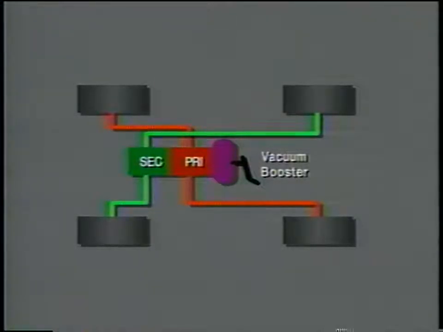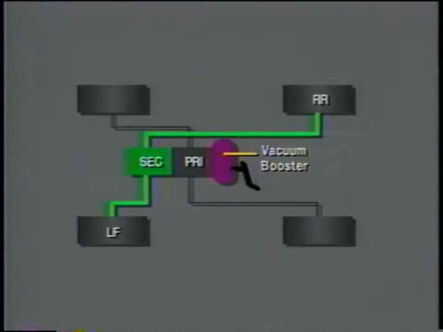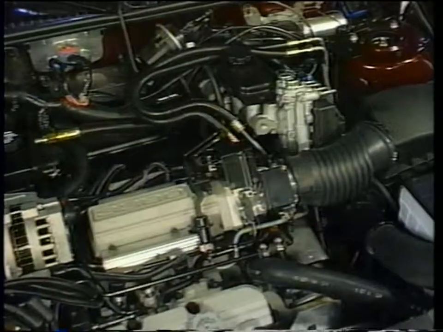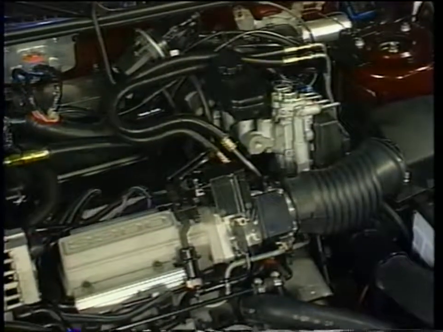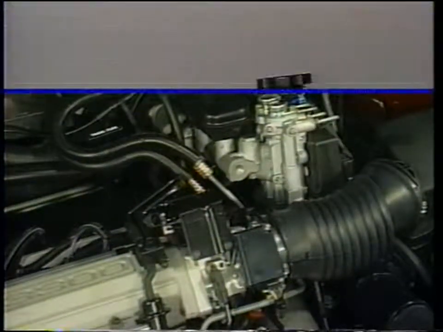The brake systems on General Motors front-wheel drive cars are split diagonally, so the primary or rear master cylinder piston operates the right front and left rear brakes, and the secondary or front piston operates the left front and right rear brakes. The master cylinder is aluminum and is not rebuildable. If defective, it must be replaced as an assembly.